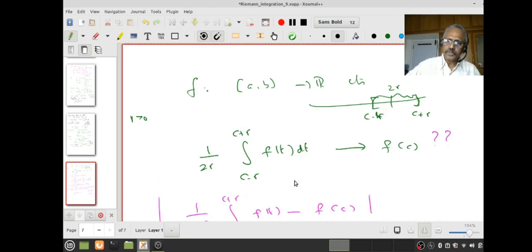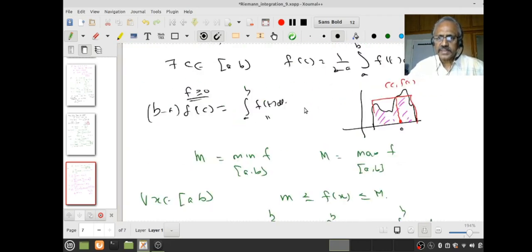Then what do I prove? If I take the average on symmetric intervals around c, they converge to f(c) if f is continuous at c. Yeah, this is what we have shown.